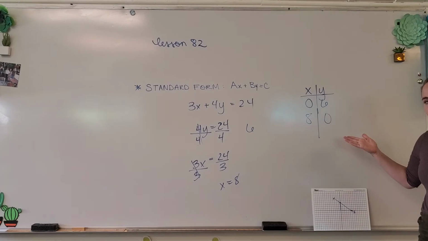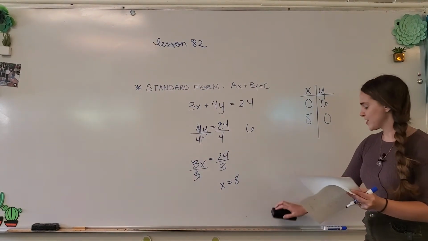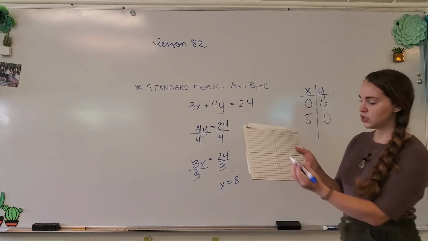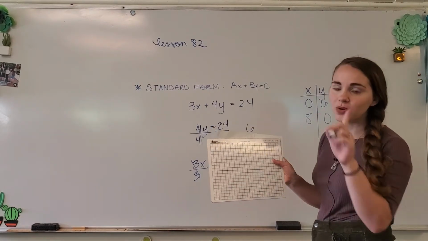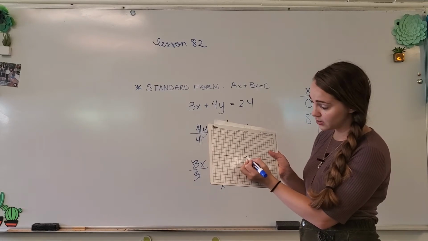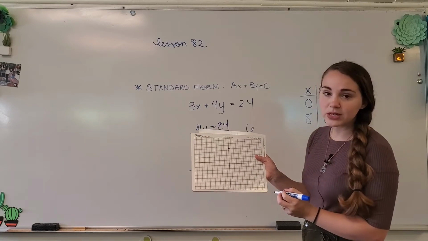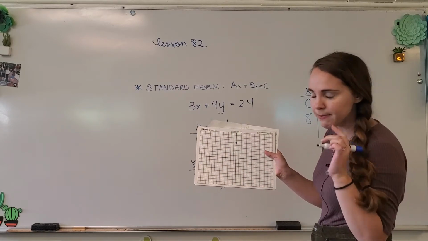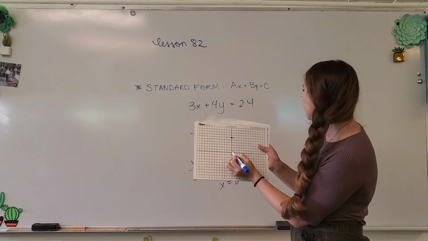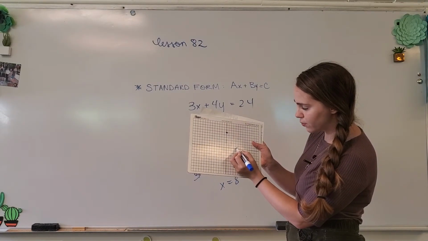And when you graph those, you end up with the line. I don't want to waste time, but also, x is 0. Remember, x always comes first. So if it's 0, you don't go anywhere left to right. Go up 6. I feel like every time I graph something on the spot, I mess it up. And then if y is 0, you don't go anywhere up or down. Just go over 8.